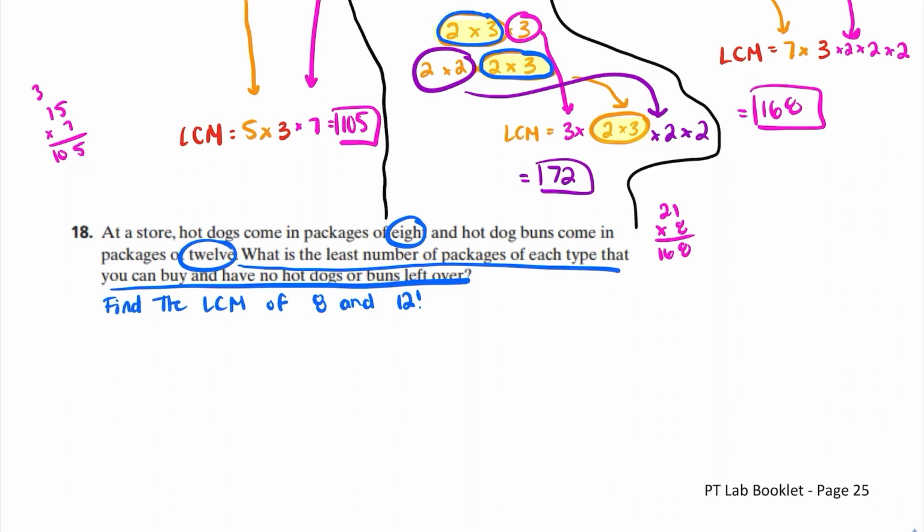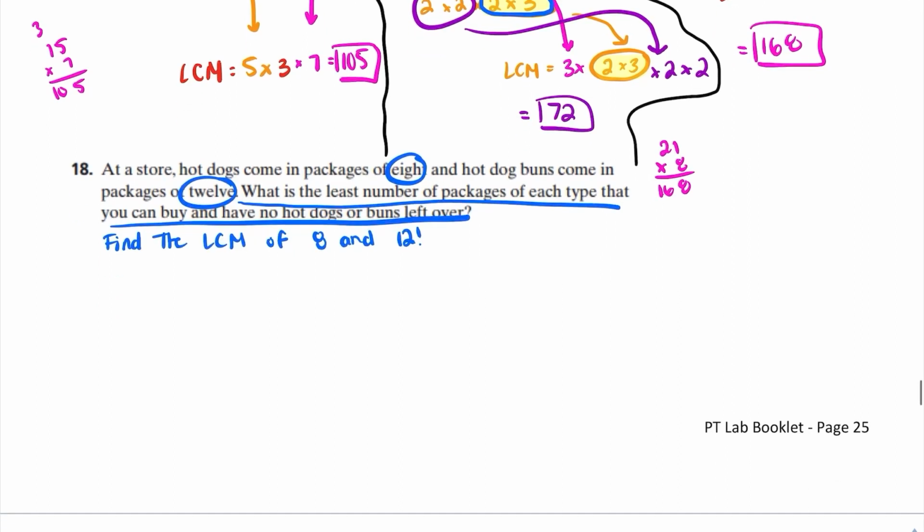And that's what we're trying to do here. When we find the LCM of 8 and 12, when we find the least common multiple of 8 and 12, we are finding the least number of packages of hot dogs and hot dog buns that we can buy, so that way we have no hot dogs or buns left over.